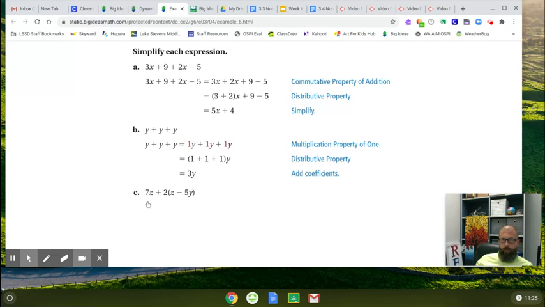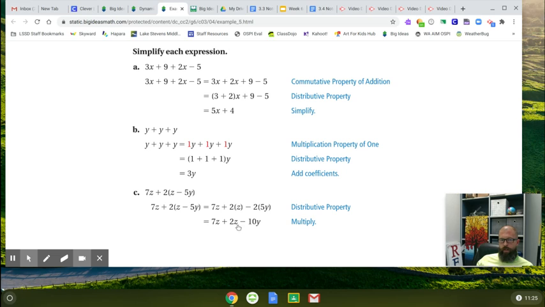Now we have 7z plus 2 times the quantity z plus 5y. And now our order of operations says parentheses first, right? So I need to multiply 2 times z and 2 times 5y. So that's what this is. You have 7z plus 2 times z, which is right here, and then 2 times 5y, which is right here. So now I end up with 7z plus 2z minus 10y.